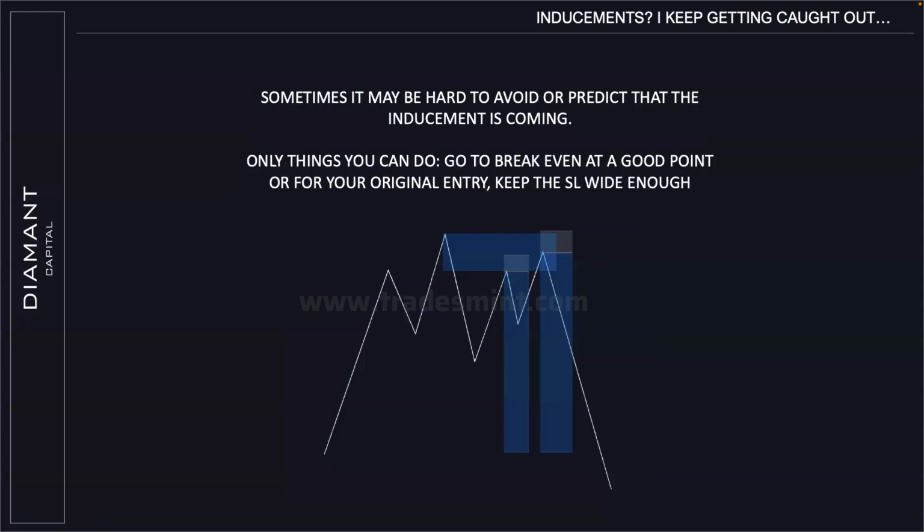Sometimes it's hard to avoid or predict the inducement is coming, but the only thing you can do, and this is generally the only way you can protect yourself from an inducement, is go to break even at a good point. We talked about that in the last lesson. Or for your original entry, keep the stop loss wide enough.